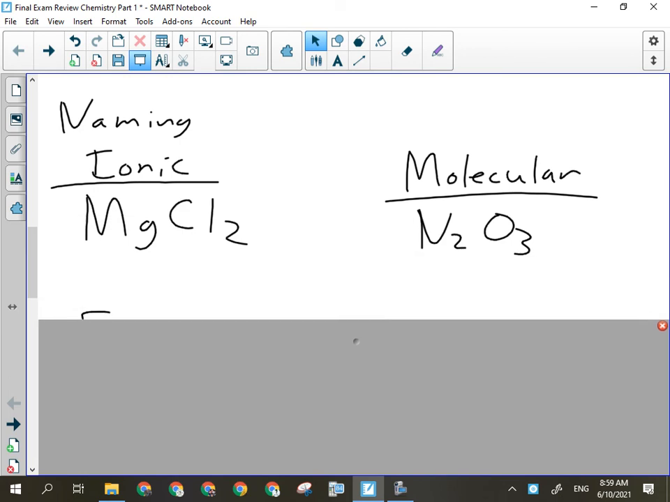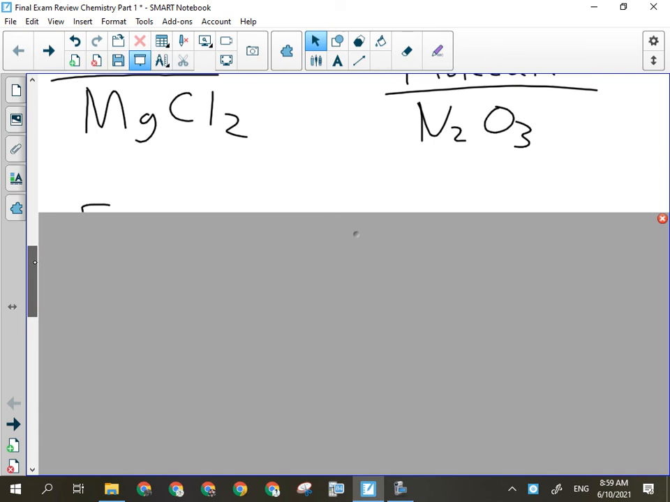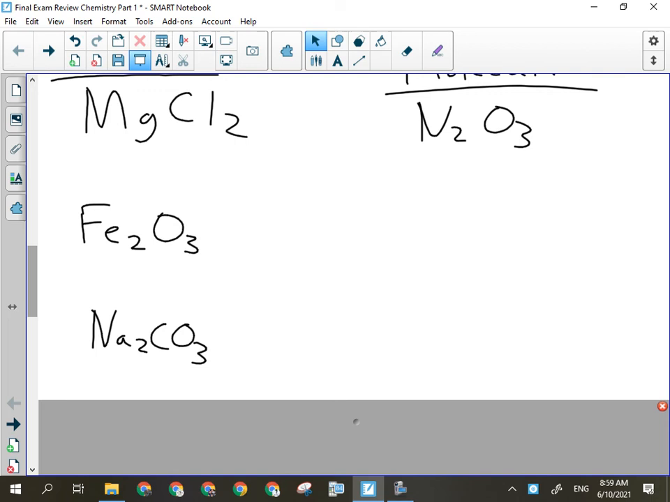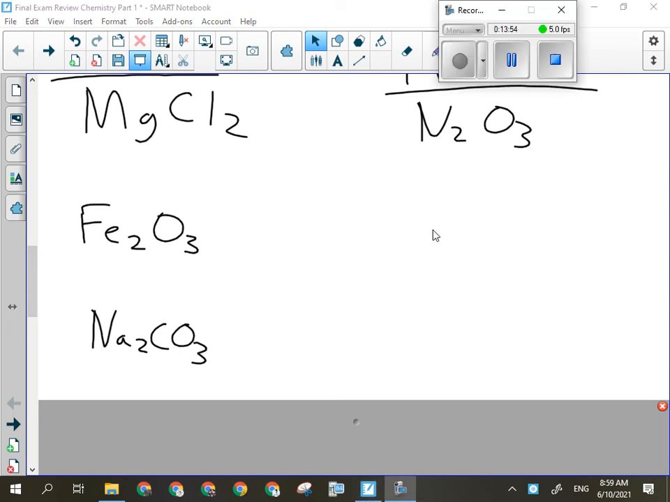All right, let's see how much we remember about doing this and name those 4. I'll give you a couple of minutes, see if you can remember how to do this, and then we'll go through them together. Our first one here, we've got MgCl2. Mg is magnesium, and Cl is chlorine. So we've got magnesium chloride.